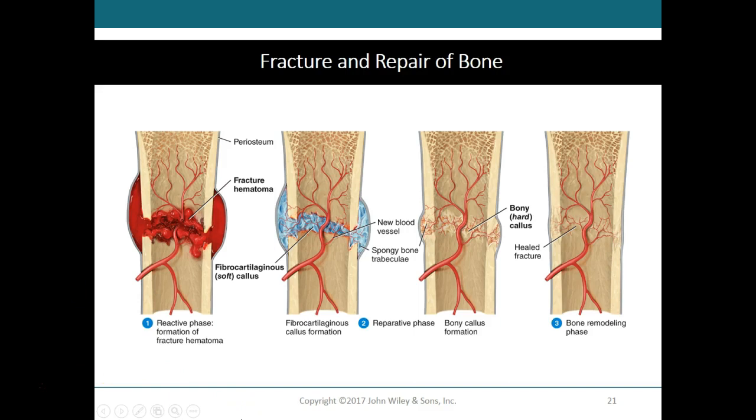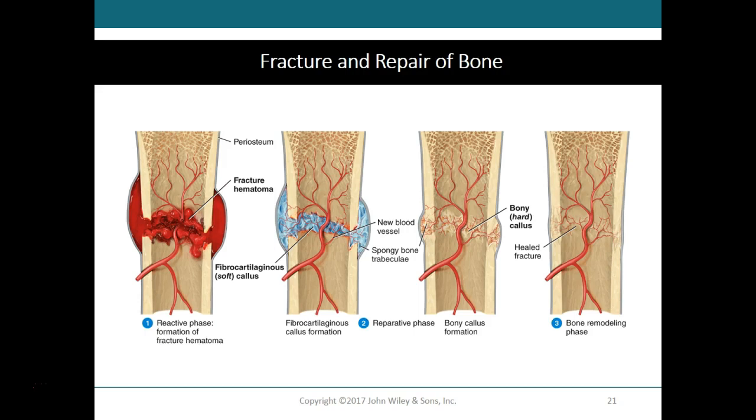The second phase is the reparative phase. So we've got to form a fibrocartilaginous sort of a callus or a swollen area around where we're laying down all this very, very thick fibrocartilage, and it's forming an area that we can later replace with bony tissue. So new blood vessels have to grow into that fractured area where the hematoma is, and the phagocytes start to clean up all the dead bone cells.